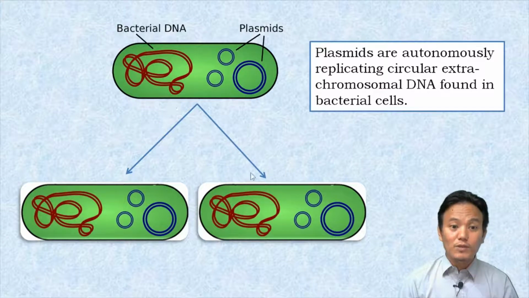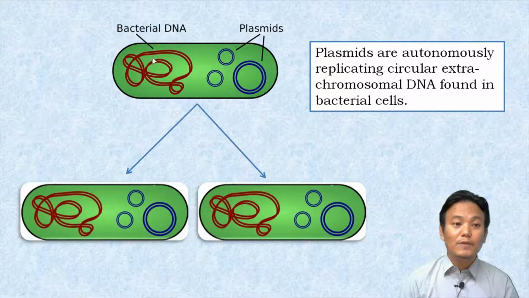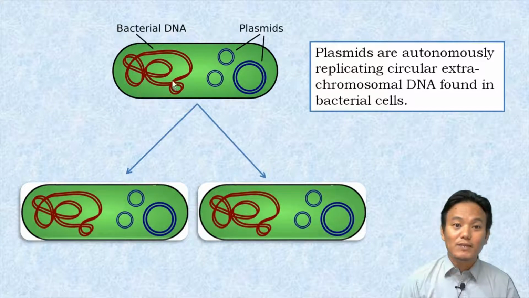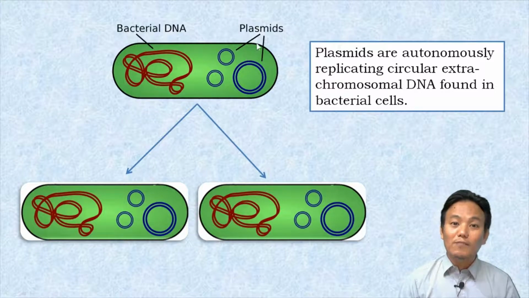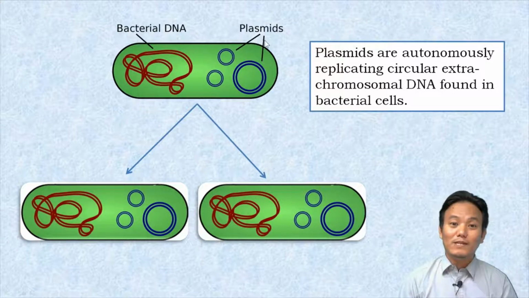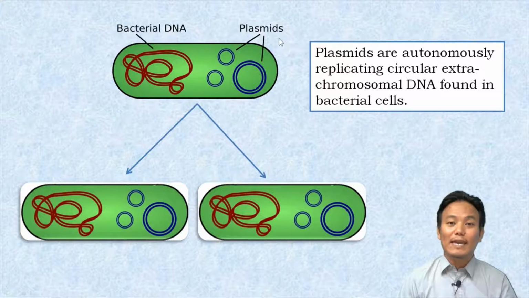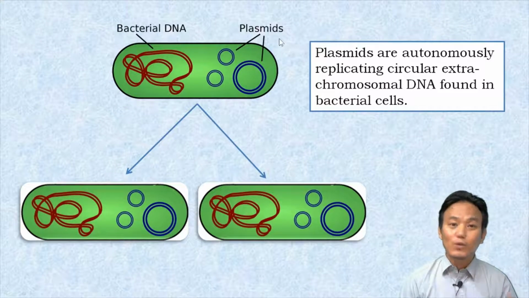You can look at this particular picture. When the bacterial cell divides into two bacteria, what happens? The bacterial DNA replicates and divides itself into these two cells. Along with that, the plasmids also replicate by themselves and divide themselves into these two cells. So these are plasmids, and plasmids are pretty important because they act as vectors. You know what vectors are, right?